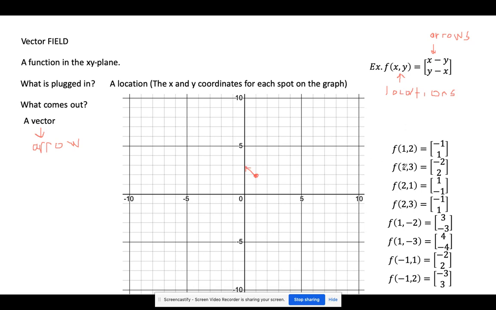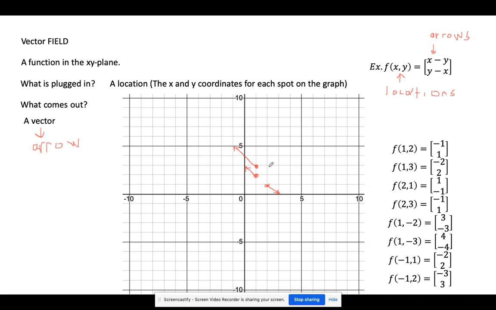Now I go to my next spot, which is 1, 3. Here's my next spot, 1, 3. This one is going to go left 2 and up 2. Kind of like that. Then I go to my next spot, 2, 1. So 2, 1, that's right here. This one's going to go to the right 1 and down 1. Kind of like that.